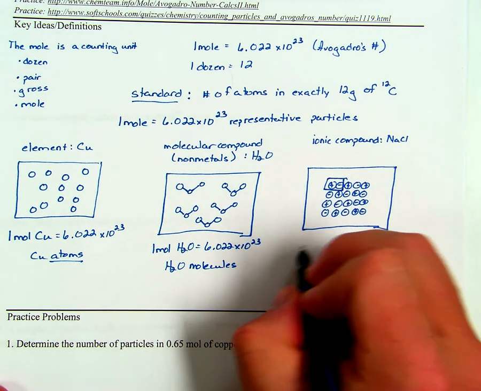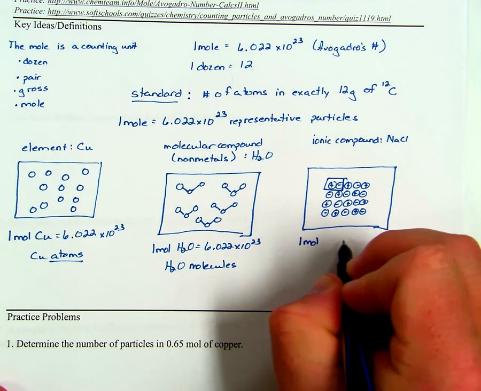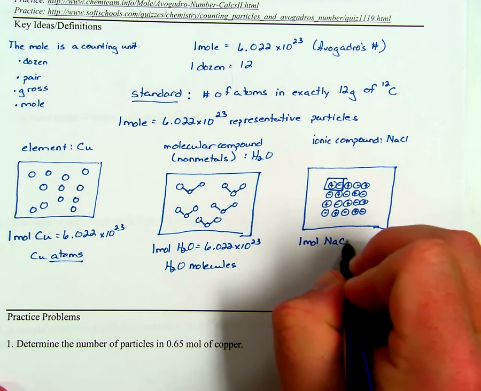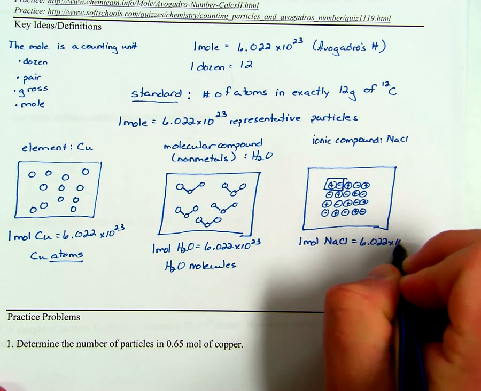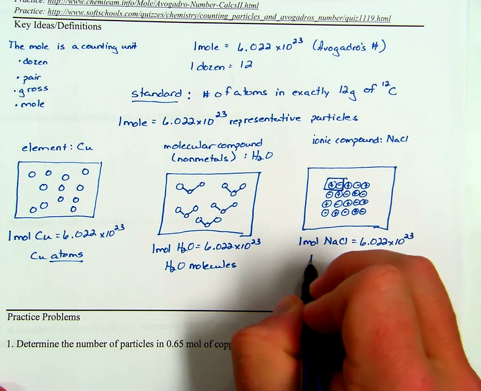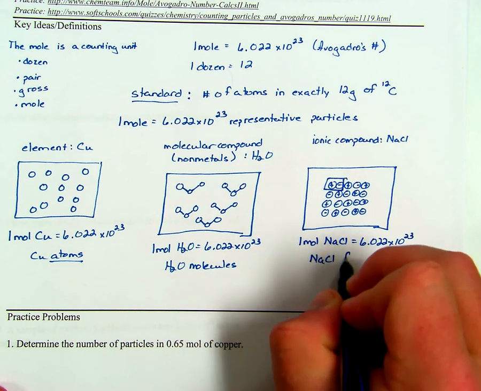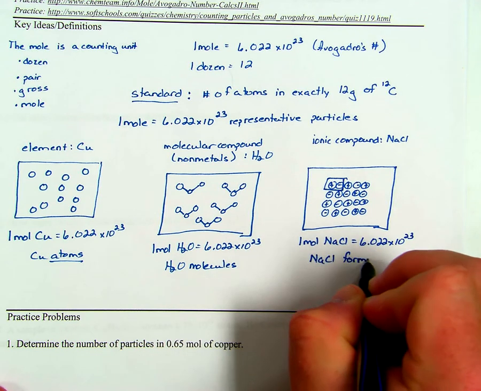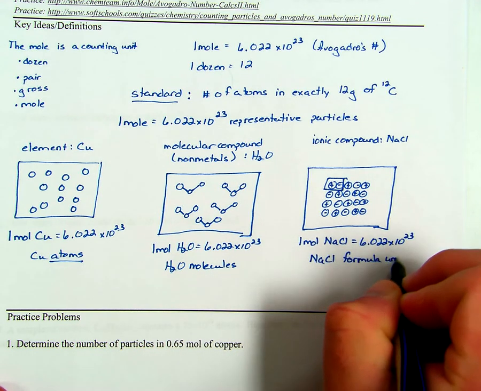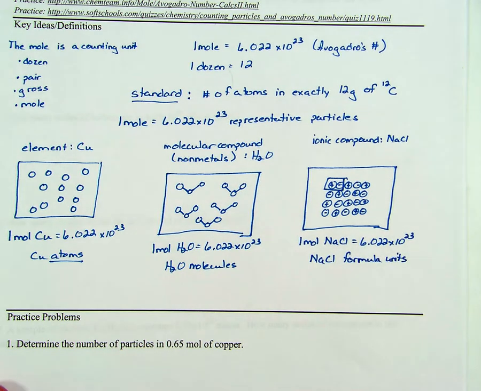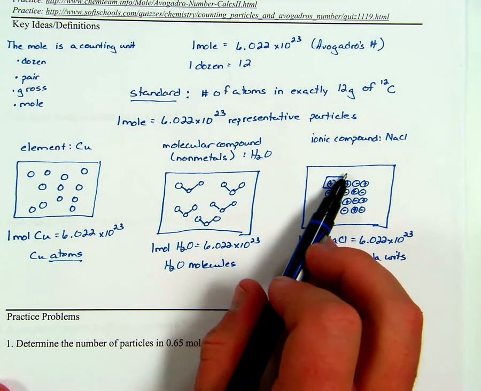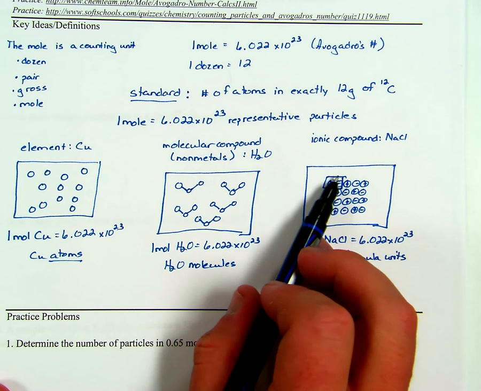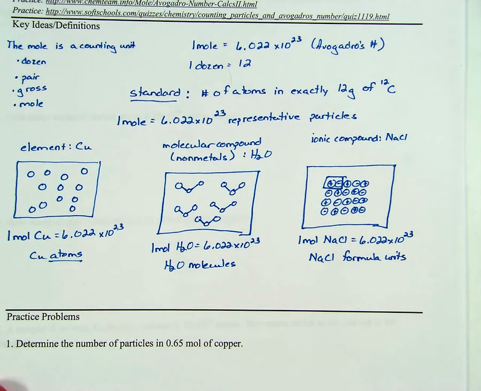So a mole of sodium chloride, NaCl, is equal to 6.022 times 10 to the 23rd NaCl formula units. So if I had a mole of sodium chloride, I would have 6.022 times 10 to the 23rd of those units right there that I put in the small box. In other words, one sodium ion and one chloride ion.